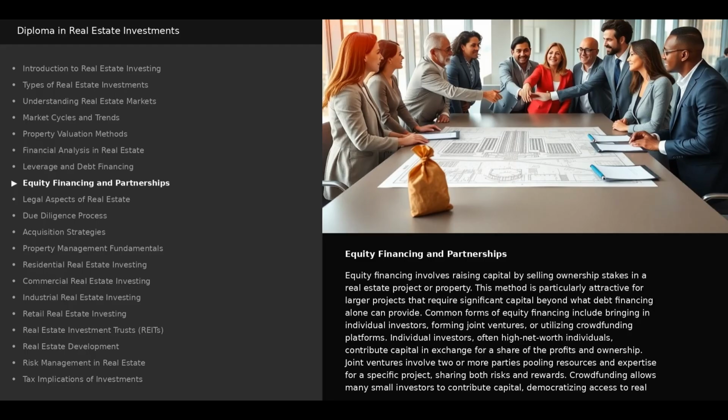Individual investors, often high-net-worth individuals, contribute capital in exchange for a share of the profits and ownership. Joint ventures involve two or more parties pooling resources and expertise for a specific project, sharing both risks and rewards. Crowdfunding allows many small investors to contribute capital, democratizing access to real estate investments. Each approach offers distinct advantages for both the project sponsor and the equity partners.